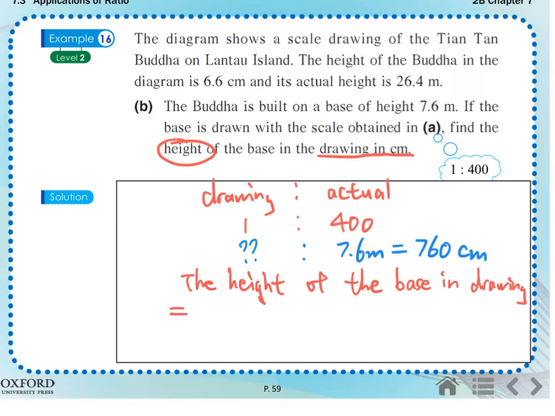This one is 760. Maybe I'll write down the detailed steps. 7.6. Change it to the cm first, and then reduce it by using the scale, so over 400. And then we can find the result. So 1.9 cm.